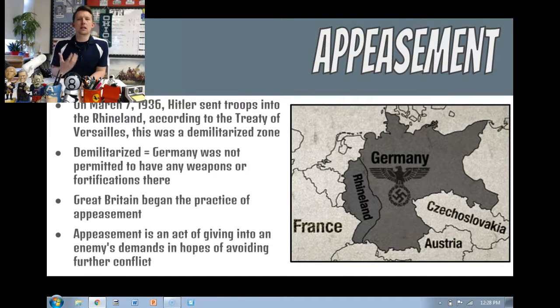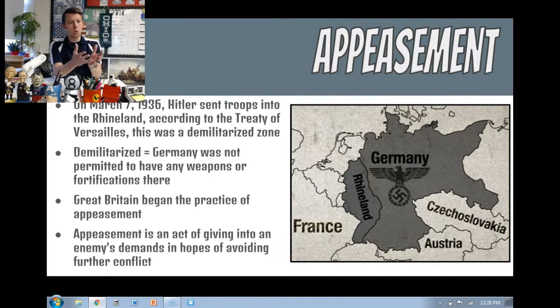There's no reason to continue this charade, as he would call it, of a buffer zone, because there's no need for it. The Germans are largely peaceful, in his words. Now, Great Britain begins the practice of what's known as appeasement. And appeasement is an act of giving in to an enemy's demands in hopes of avoiding further conflict.